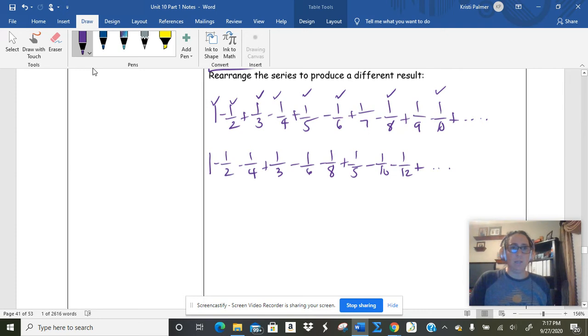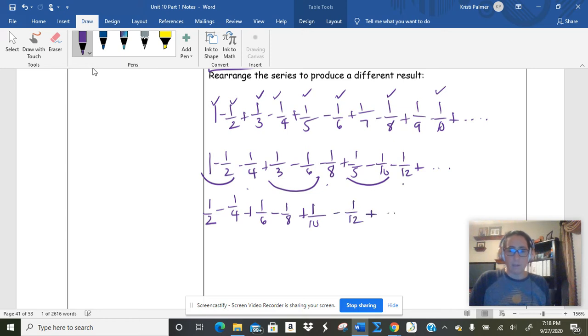Okay, so then I'm going to group, and I'm going to look at these two together, which would give me 1/2. And I'm going to leave that one alone. And then I'm going to look at these two together, and I'm going to leave that one alone. See, I'm just rearranging things, nothing crazy. Look at those two together. And then leave that one alone. And I'm going to continue that process.